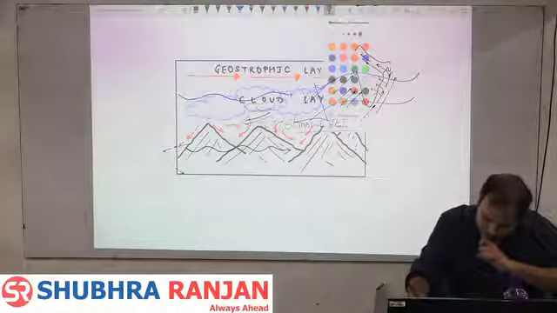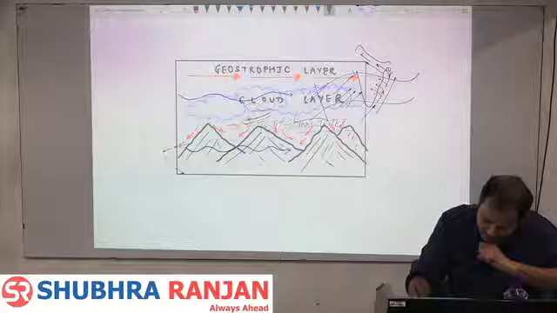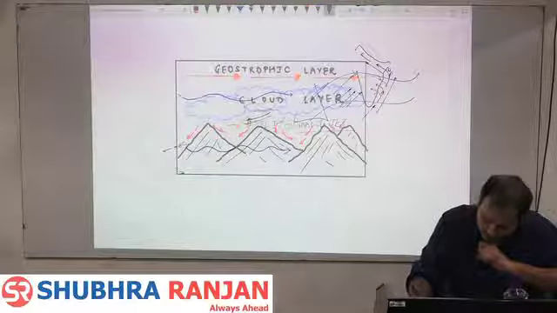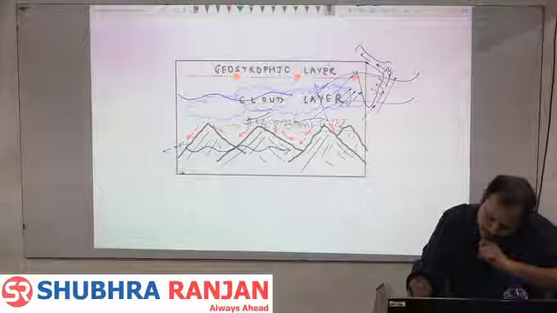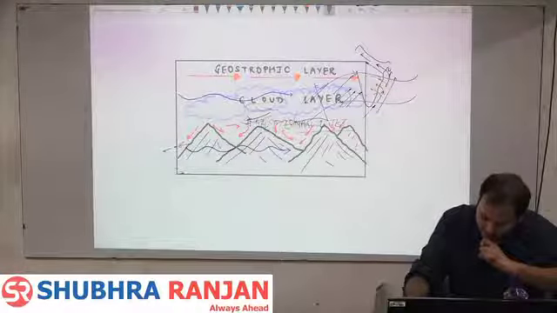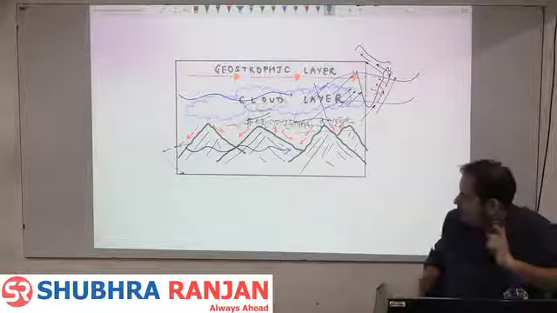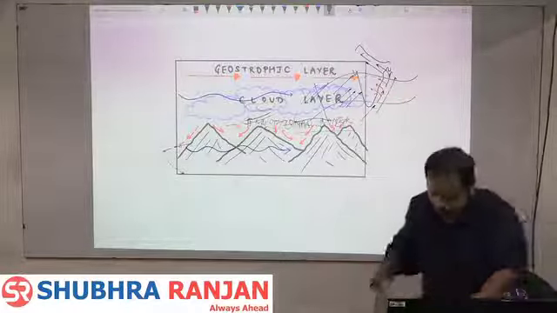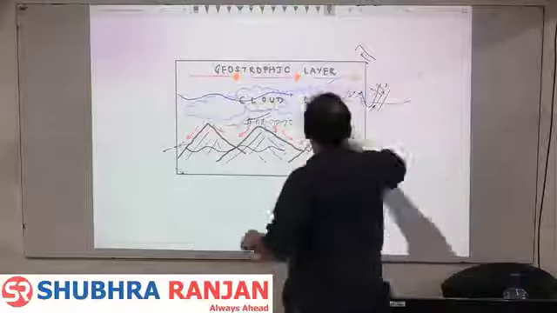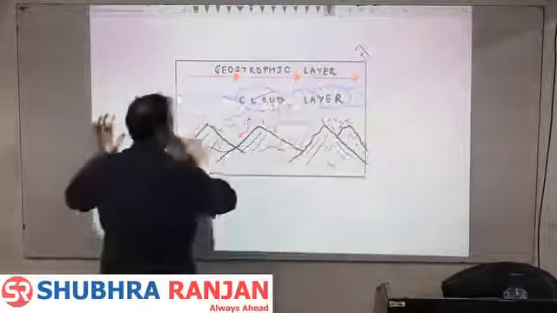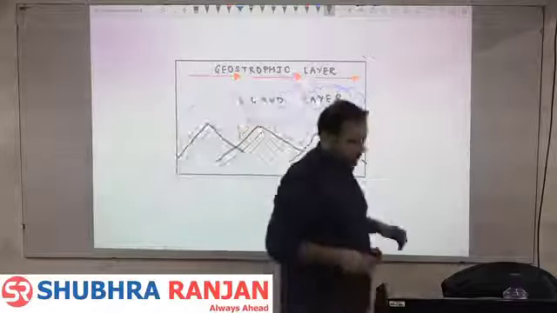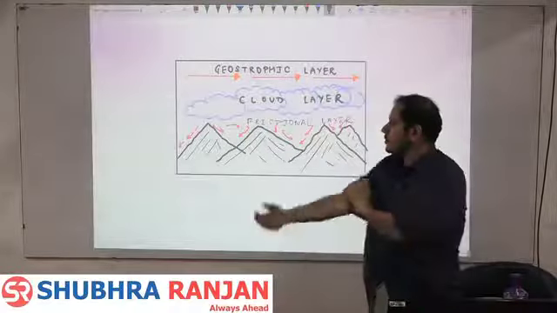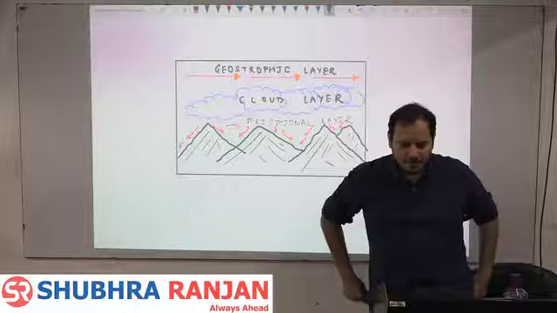Which means the winds start flowing parallel to the isobars. You can draw this diagram.